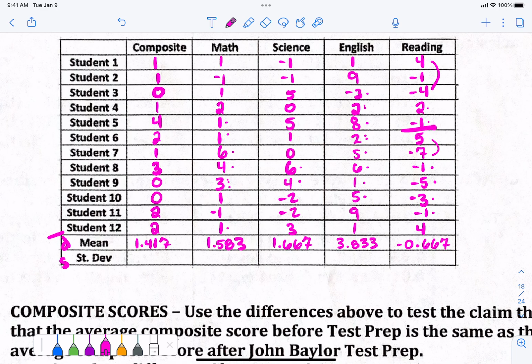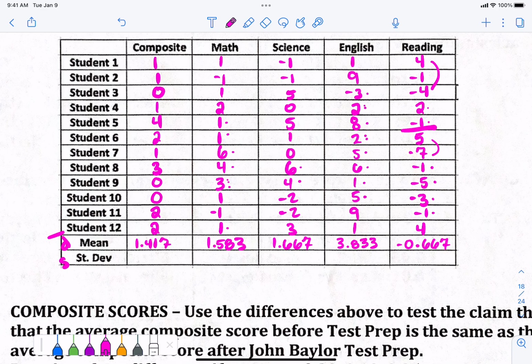Okay, there's my means. I should have put these on a spreadsheet because now we have to do standard deviation. So we have a graphing calculator. Mallory has one. Hand it to me. I should have put these numbers in already.